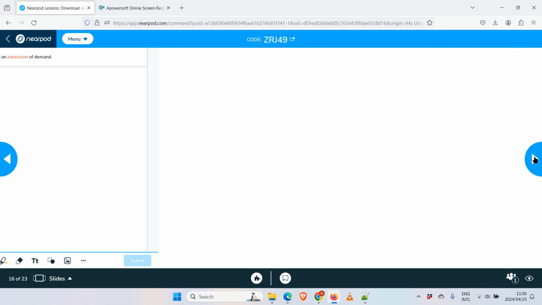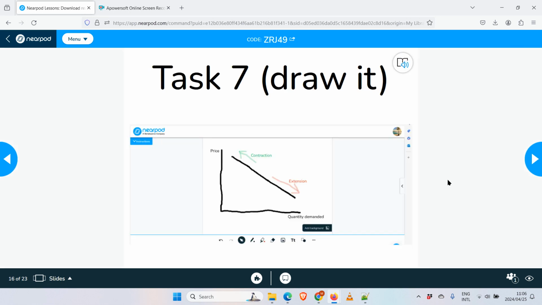Okay, so if we go on to the next slide, here I'll be showing them what the answer could look like. A graph with the two axes labeled and contraction and extension indicated there. So it's just a little bit of practice for the students on these two terms, contraction and extension, indicating a price increase and a price decrease.